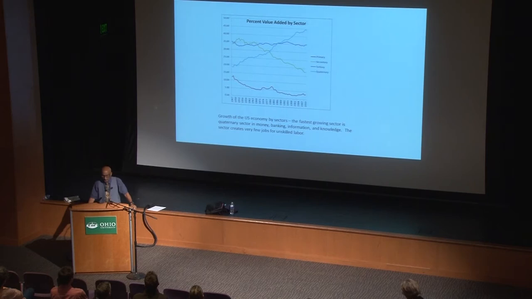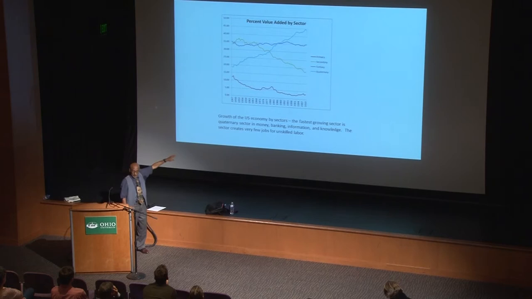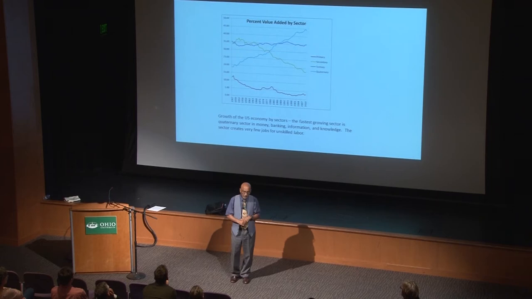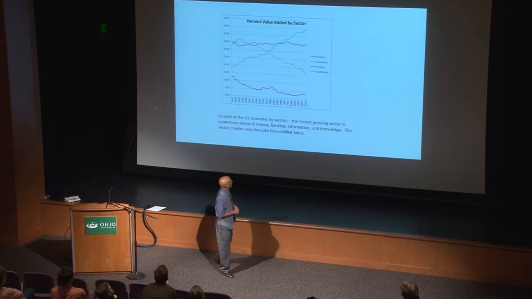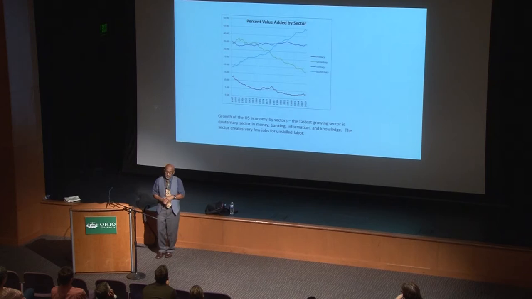So let me look at the percent of value added. And you can see that this red line here, the primary sector, the contribution of agriculture to the economy, percent-wise, has gone down. We know that. And then that green line is manufacturing, and you can see how that has come down. That's another whole story about manufacturing going overseas, to Shenzhen, China, et cetera. And our corporations like Walmart and Apple have been quite complicit in this.